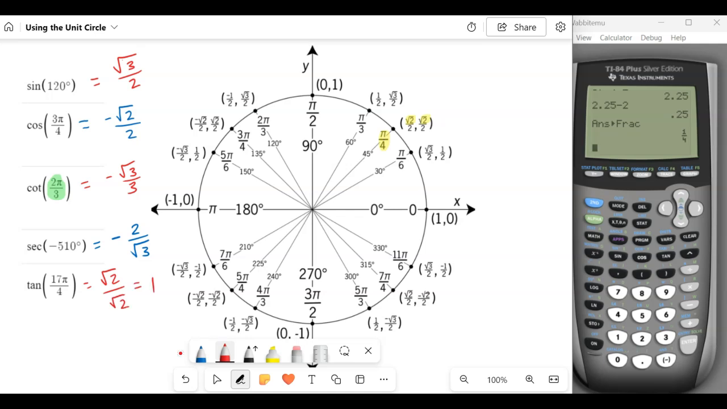So that's how I can use the unit circle along with my calculator to help me make sure I get in the unit circle, meaning get in between 0 degrees and 360 degrees, or 0 radians and 2 pi radians, and use that unit circle to help me find the values, the unit circle and the points on the unit circle.